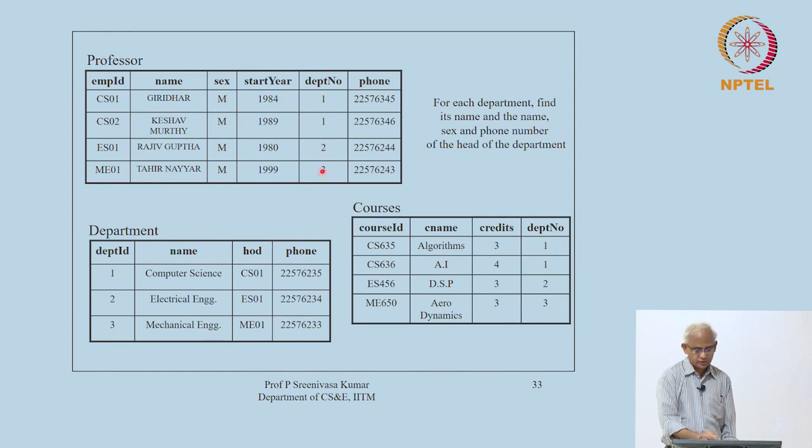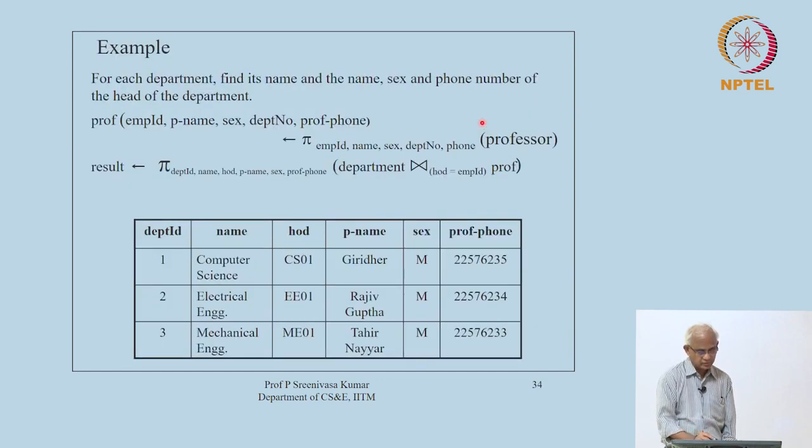And what is the join condition here? The join condition is basically that department is mentioning the HOD's employee ID. So, this employee ID should match the employee ID of the professor tuple, only then that particular combination gives us the details about a particular department. So, the join condition here is this HOD should be equal to the employee ID, and with that we will be able to formulate this query. We will see how exactly we will do that.